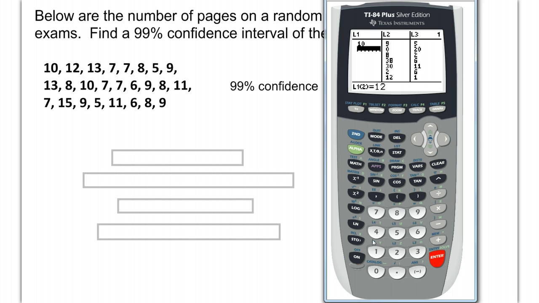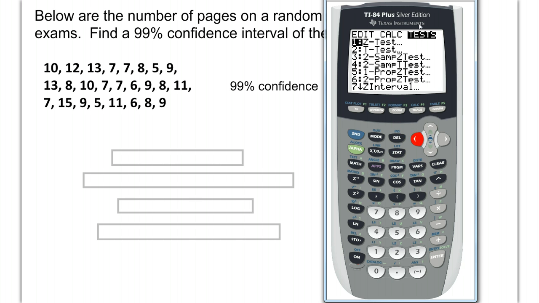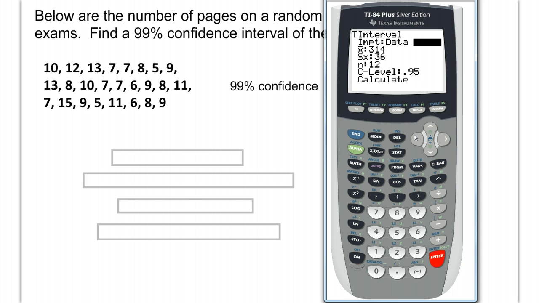So our 10, our 12, our 13, and I'm going to pause it while I type in the rest real quick. And once you complete your list here, you have them all typed into your calculator, you're going to go back to stat, and you're going to go over to tests, and you're going to go down to number 8, t-interval, once again, just like we did when we had a set of individual stats. However, this time, instead of selecting stats, we're going to go over to data and push enter to select data.